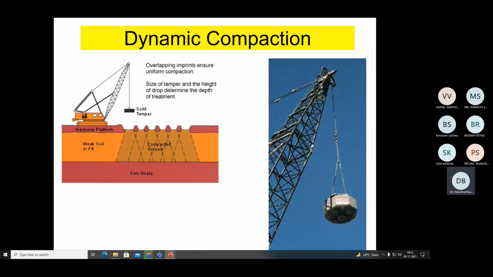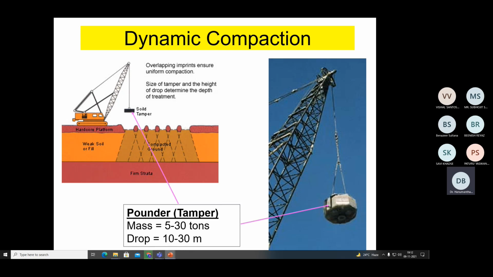So in the previous slide we understood that dynamic compaction means dropping a heavy weight from a certain height. Now suppose if you look at the cross section, here the area which is shown in the form of increasing arrows, in the form of dotted lines, on the ground surface the area of influence is less, but when you go deeper it is increasing.